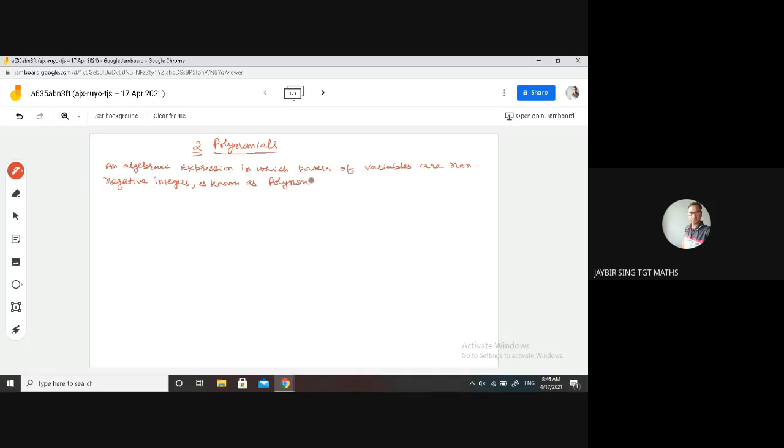Polynomial. Okay, so first of all, we have to make it very clear what is a non-negative integer. Non-negative integer means all the integers which are not negative. It means this is 0, 1, 2, 3, and so on. So the power of a variable must be in these numbers.